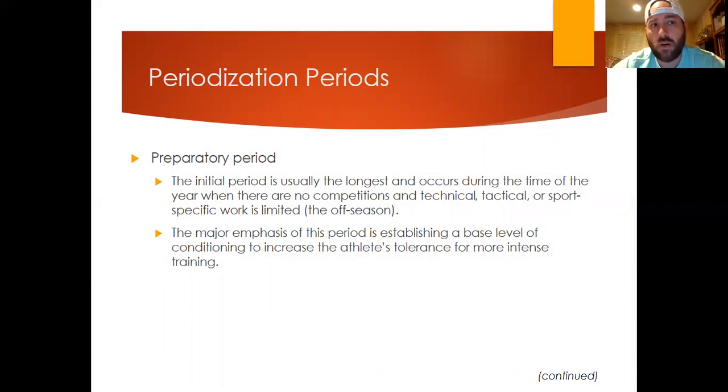Okay, so we talk about off season, and it's typically viewed as, well, take for instance the Super Bowl ends, we're in off season. They call it the off season from the time the Super Bowl ends to essentially when we start preseason training camps. Actually, the off season is a much shorter period. It's typically a period where more of the emphasis is on establishing a base level of conditioning to increase the athlete's tolerance for more intense training.